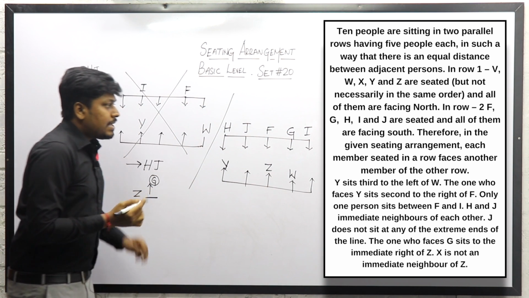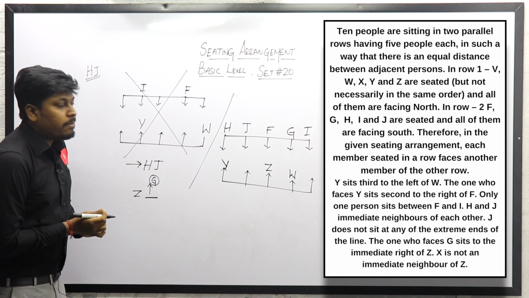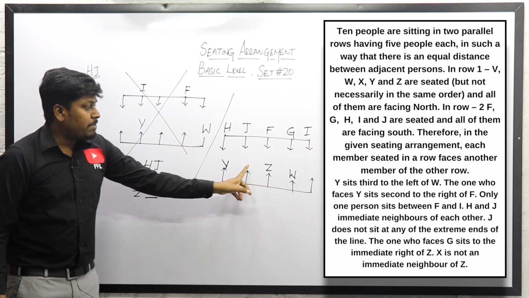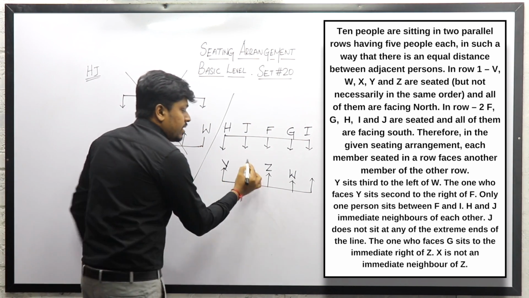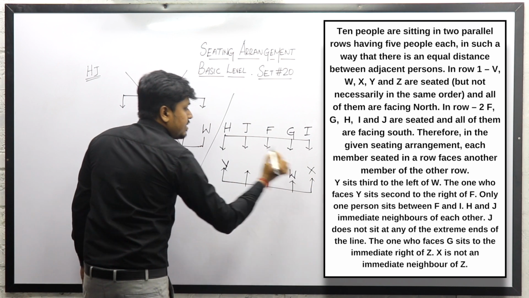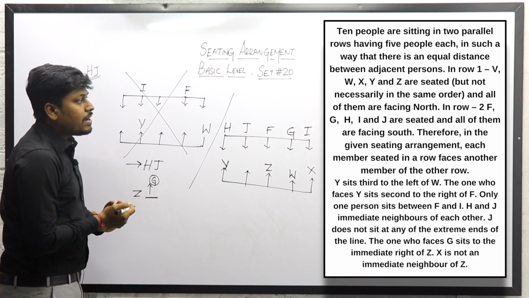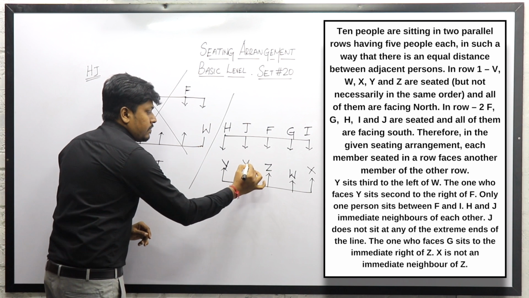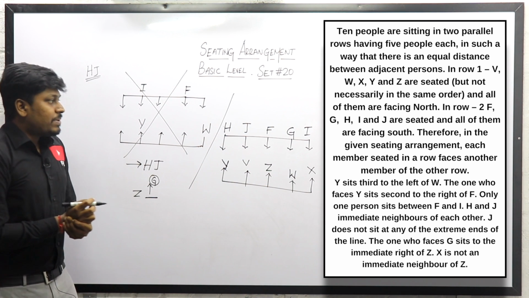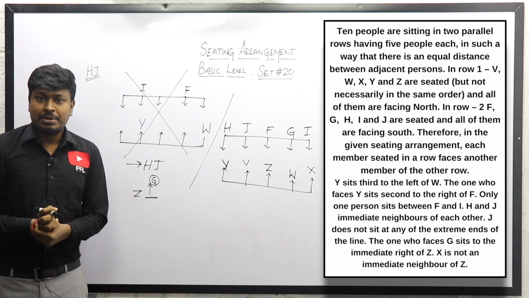Okay. So last point, X is not an immediate neighbor of Z. So X is not an immediate neighbor of Z, then surely I should not fix X here. Only chance that I should fix X here. So the remaining letter we have is V. That's it. So this will be the answer for arrangement number 20, right?